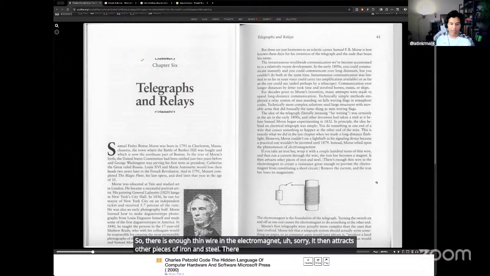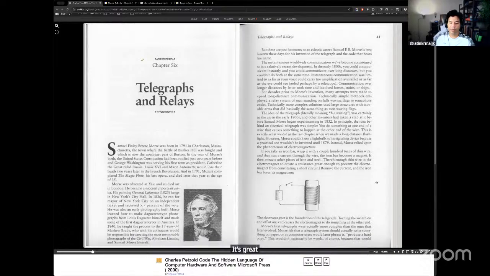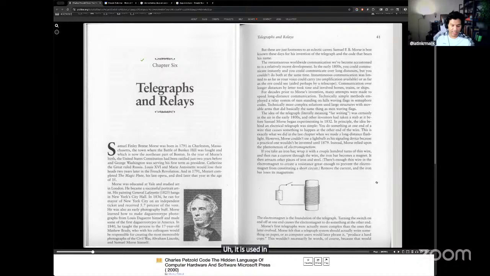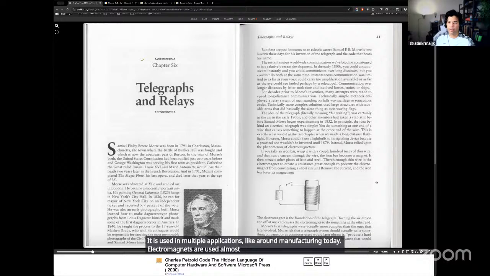There is enough thin wire in the electromagnet to create a resistance great enough to prevent the electromagnet from constituting a short circuit. Remove the current and the iron bar loses its magnetism. So you can magnetize any iron. And this is used in multiple applications around manufacturing today. Electromagnets are used almost everywhere. Even in your phone there will be a bunch of electromagnets doing some of the things.